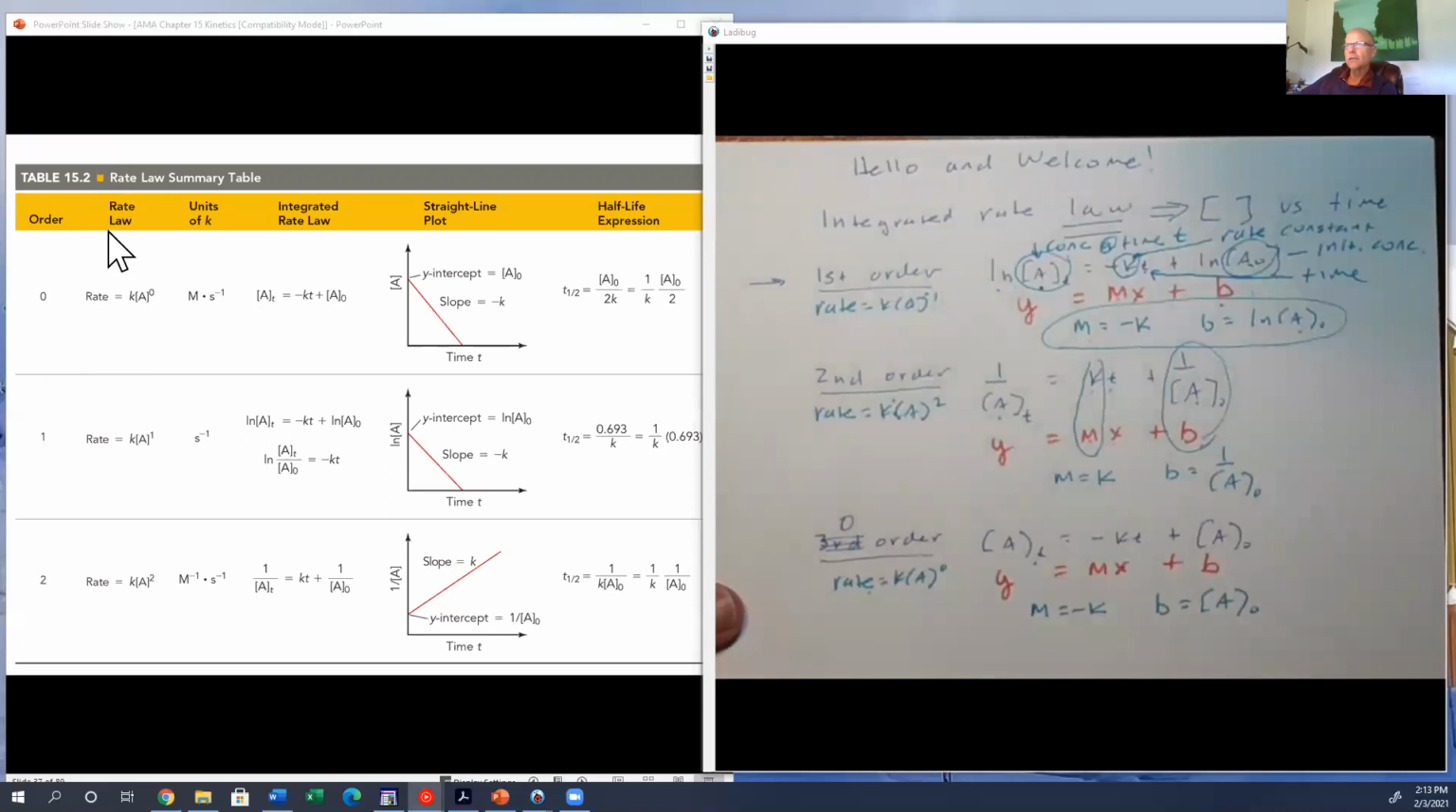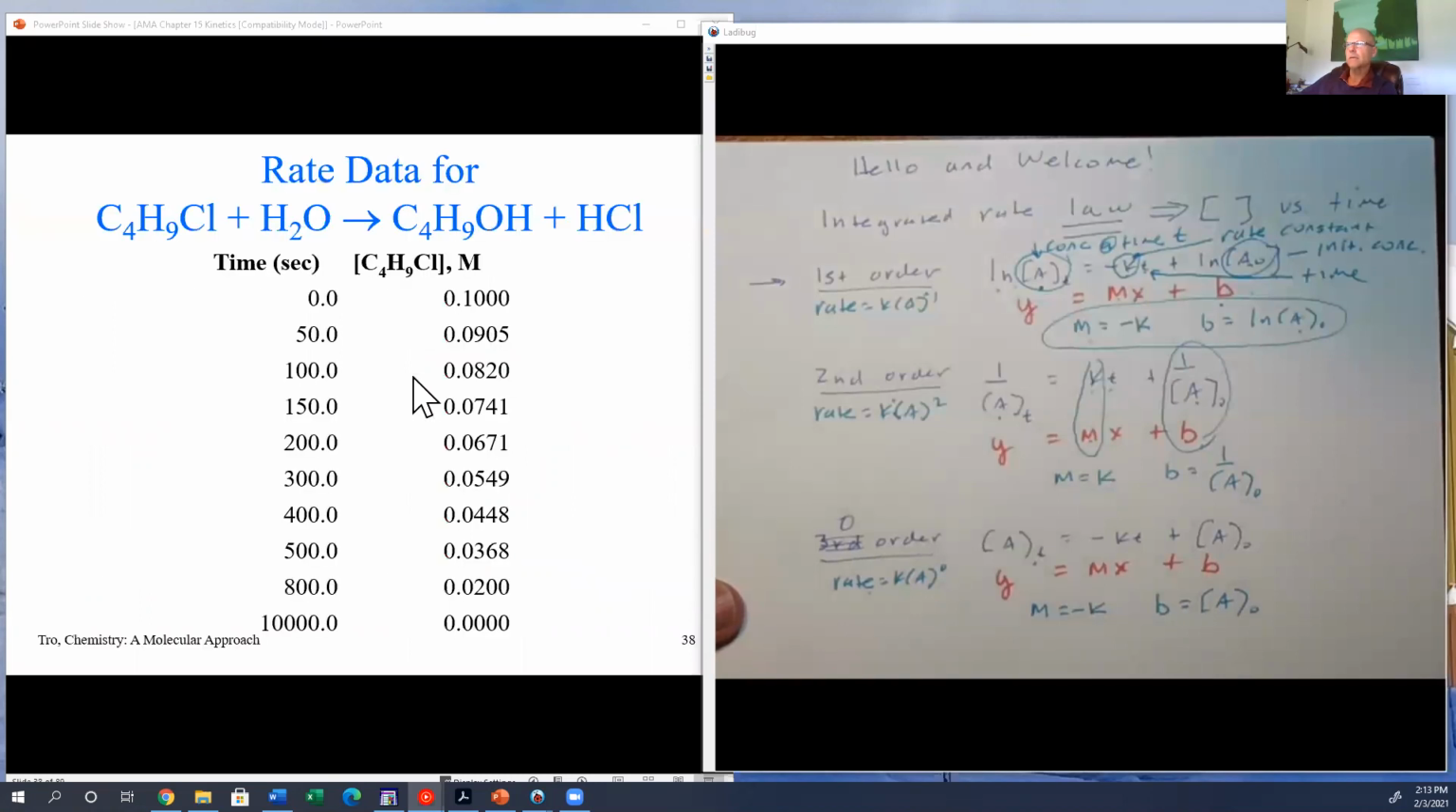Here's the order of the reaction, the rate law, the units of the rate constant k, because the units are different for the different orders, the integrated rate laws for 0, 1, and 2, what you plot to get a straight line for the different orders, and then half-life expressions, which we'll get to in a minute. But here's what I mean about plotting data to figure out what the order of the reaction is.